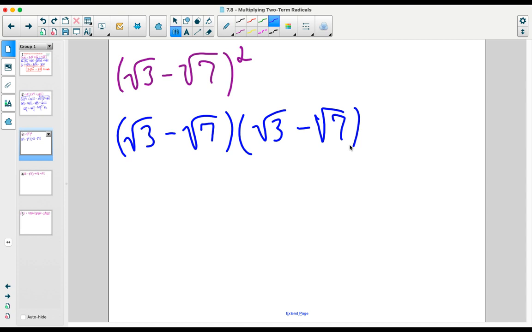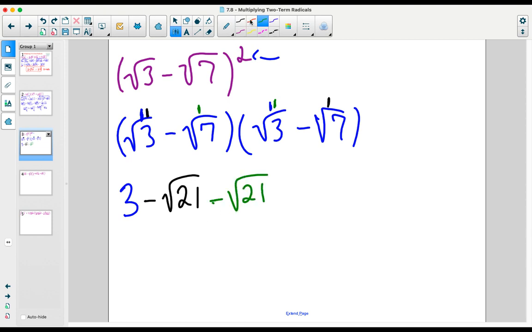Once that step is accomplished, then we're back to the previous form. So just keep in mind what that square actually means. The square root of 3 from the first parentheses times the square root of 3 from the second gives us 3. The square root of 3 from the first parentheses times the square root of 7 gives us minus root 21. The square root of 7 times the square root of 3 gives us another minus root 21. And lastly, the square root of 7 times the square root of 7, since they are both negative, gives us a positive 7.